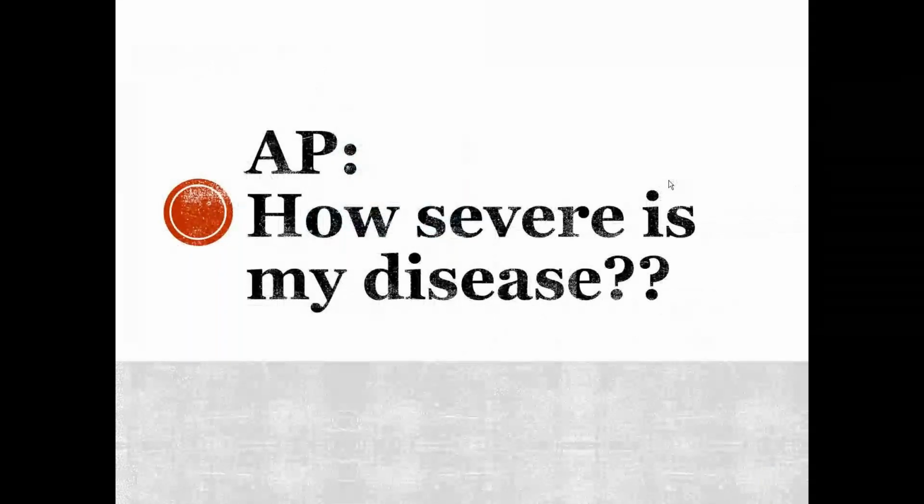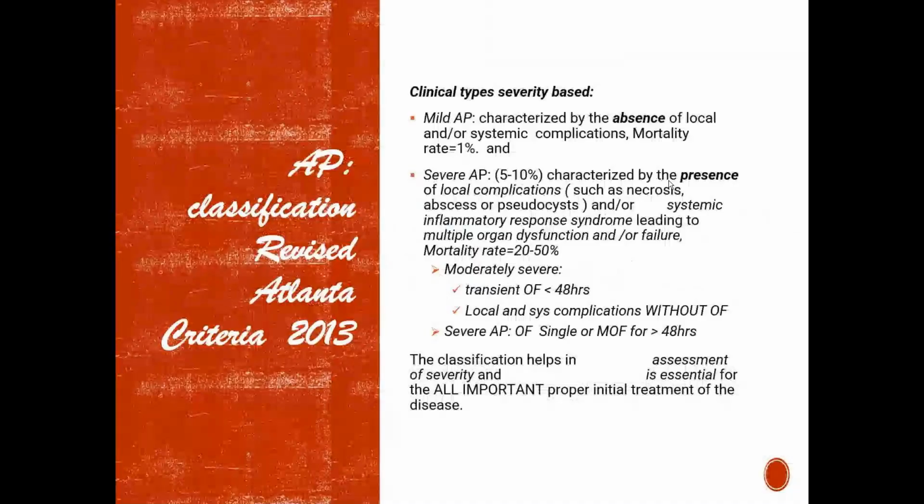And remember, we said the third question is how severe is my disease? How severe do I have? So the revised Atlanta criteria clinically divided pancreatitis into two simple types, mild and severe. That is the clinical classification of acute pancreatitis, mild and severe. Later on, a third was also added in the severe subgroup as moderately severe.